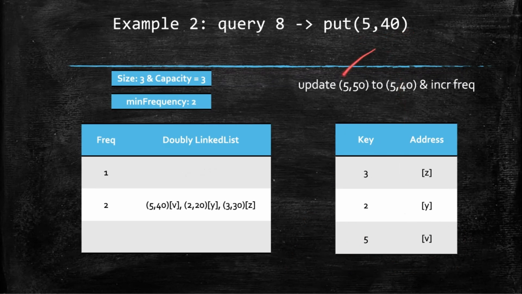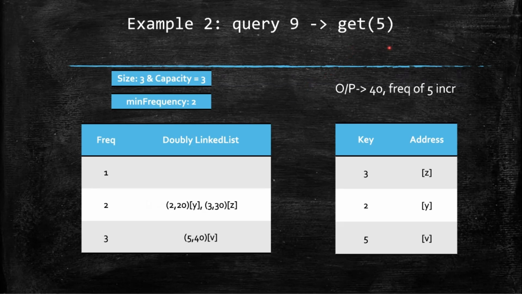Next query is put 5 comma 40. So here I have to update the value of the key 5, but also the frequency of the node which has key 5 will increase, right? So it will also come from 1 to 2, and it will come from the front side, and this 50 will be updated to 40 here, and the address remains the same. Next query is get 5. So what we will do is I will return 40, but the frequency of 5 will also increase from 2 to 3, right? So this is that.